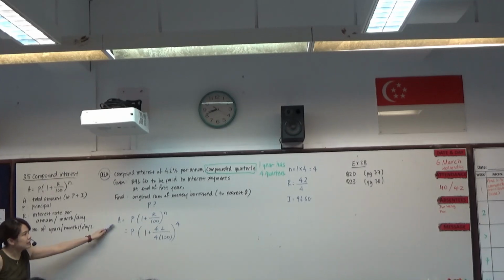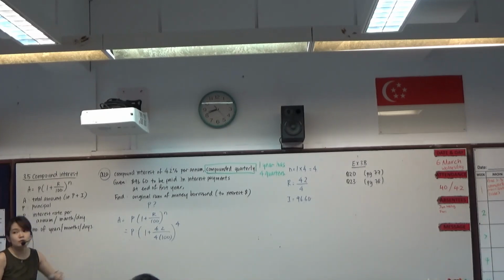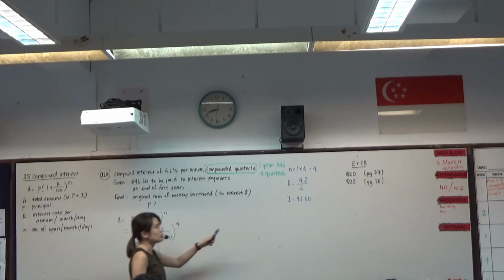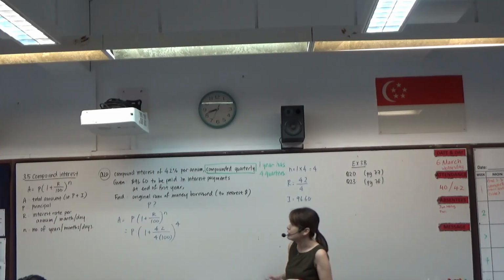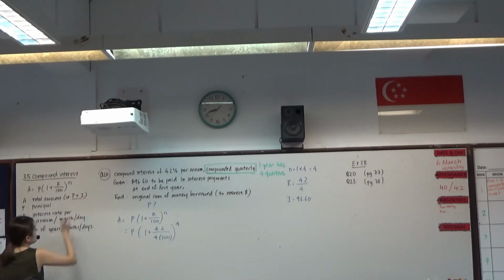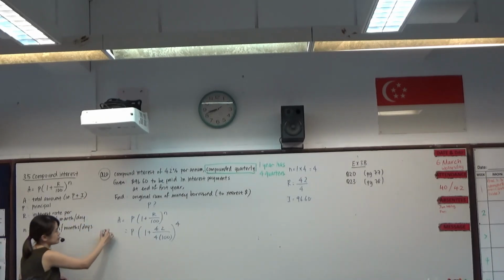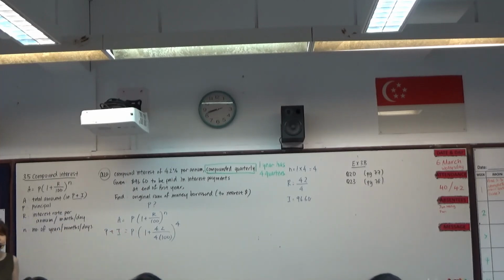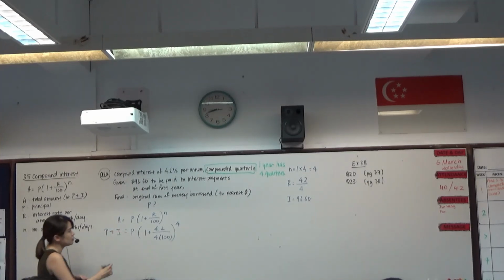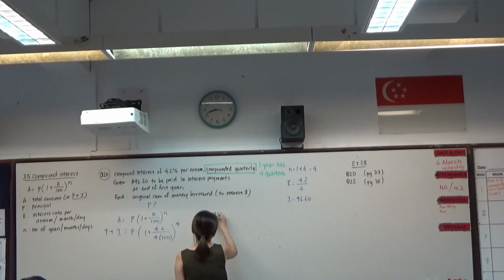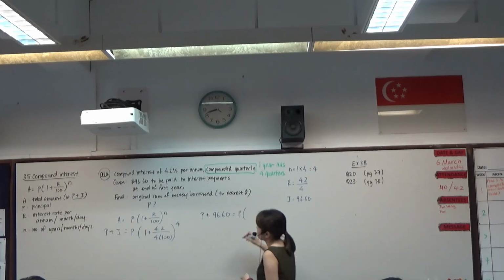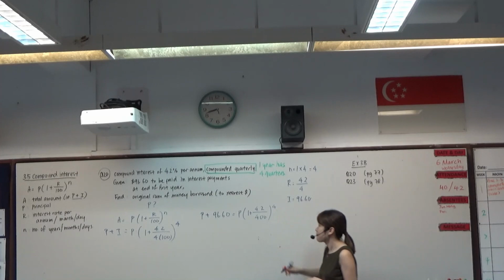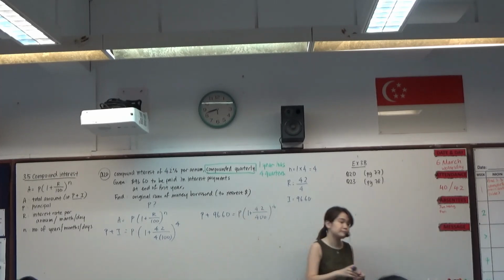The problem here is we do not know what is the A, we also don't know what is the P. So you will probably struggle in terms of the manipulation at this stage. But there's information that I have not yet used, and that is the interest of $96.60. That explains why I define my total amount to be P plus I. So my total amount actually refers to P plus I. In other words, it is P plus $96.60 equals P times 1 plus 4.2 over 400 to the power of 4. How I got 400 is because of 4 times 100.